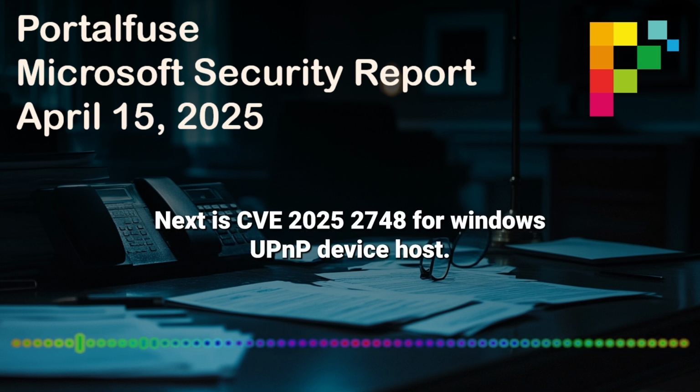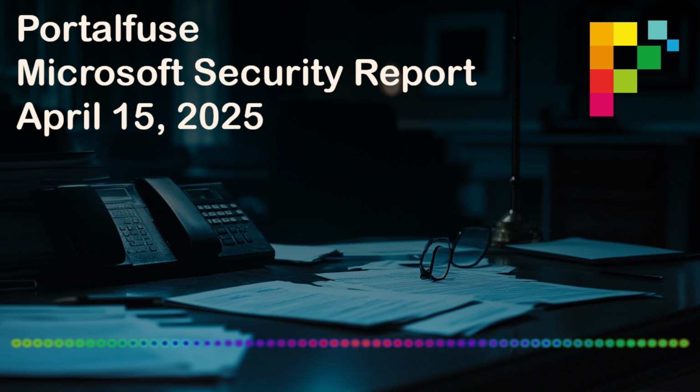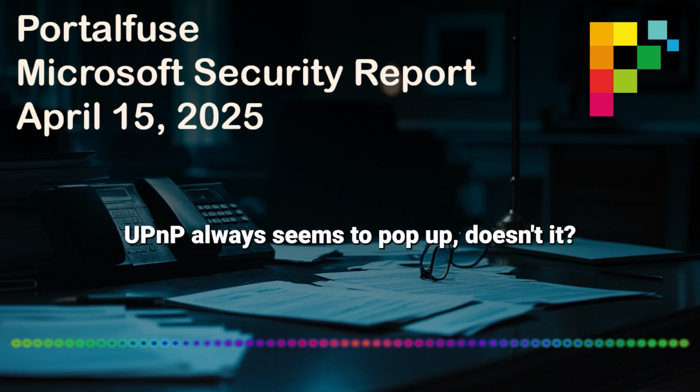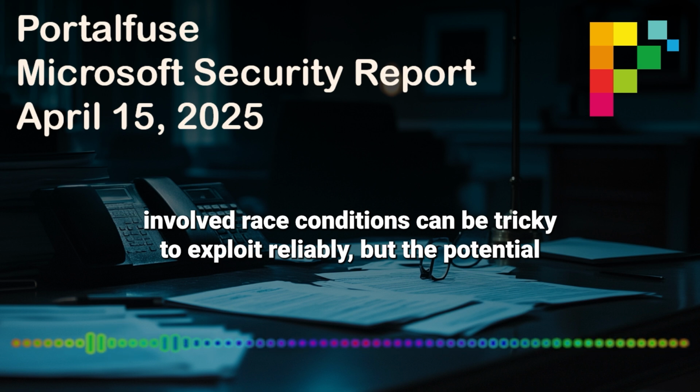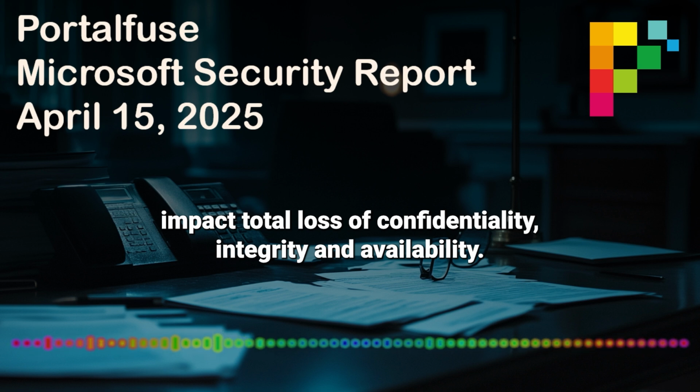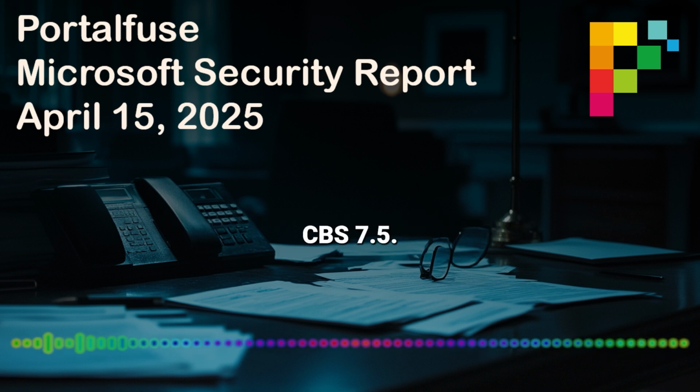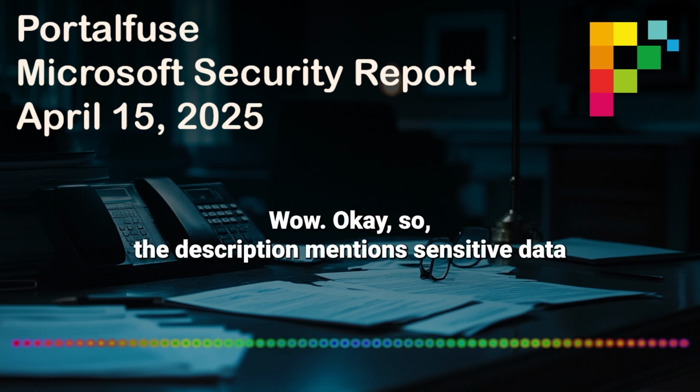Definitely. Next is CVE-2025-27484, Windows UPnP Device Host. UPnP always seems to pop up, doesn't it? Seems like it. This one's a network attack, but high complexity. Race condition involved. Race conditions can be tricky to exploit reliably, but the potential impact: total loss of confidentiality, integrity, and availability. Yeah. CVSS 7.5. Wow, okay.